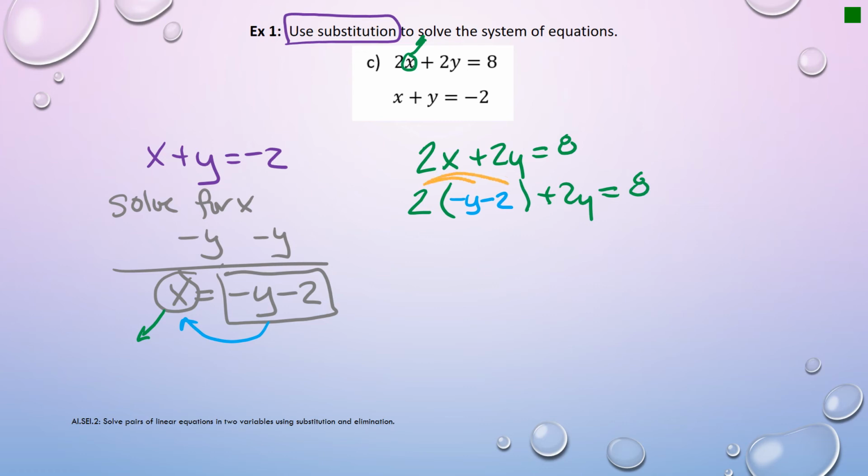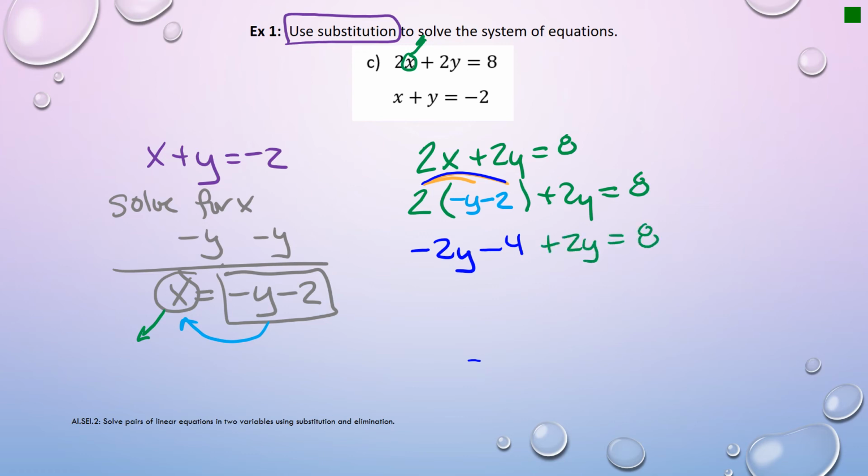We're going to now distribute. 2 times -y is -2y, and then 2 times -2 is -4. What do we still have? We have plus 2y and equals 8.